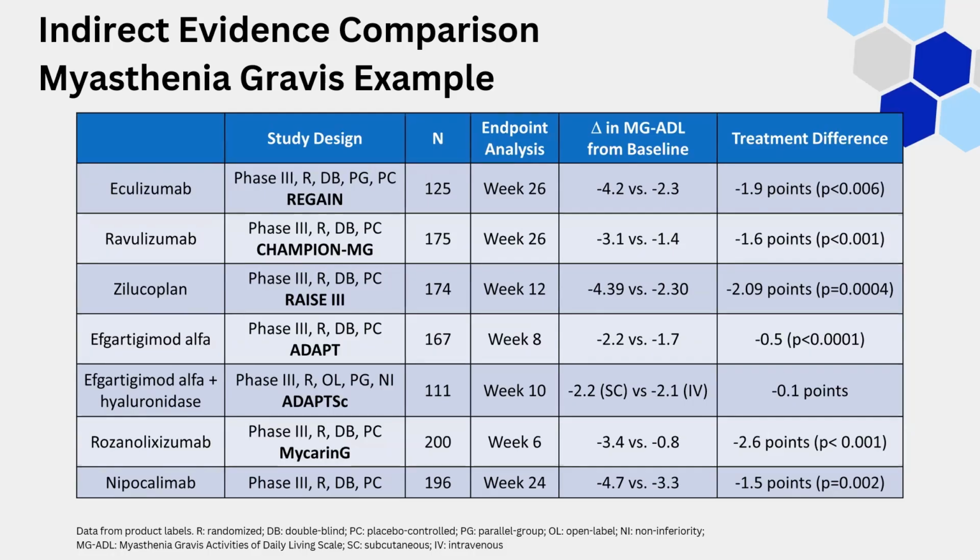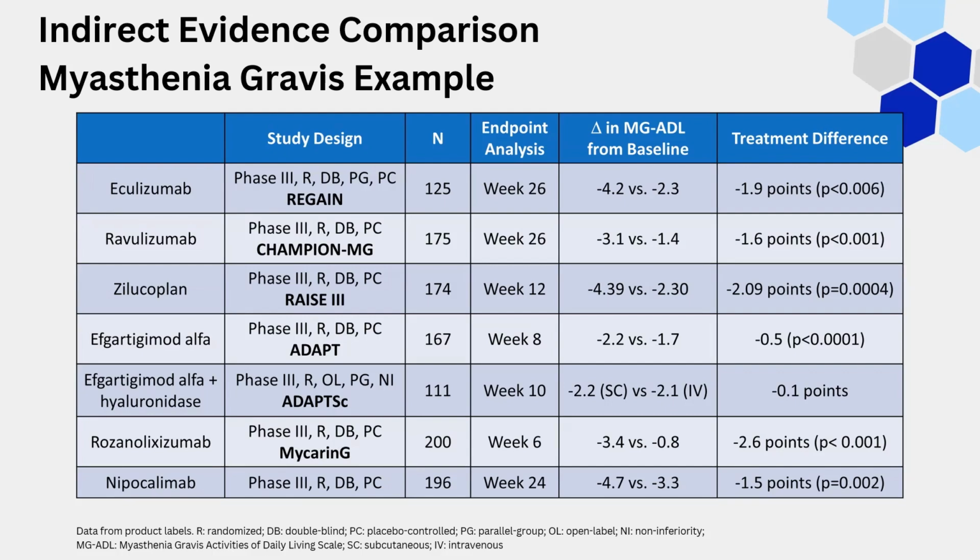Notice how they all have a change in MG-ADL, which is the myasthenia gravis activities of daily living scale, from baseline. So for example, for eculizumab, at week 26, they evaluated the change from baseline in MG-ADL, and it was a change of 4.2 for the drug versus 2.3 for placebo, a treatment difference of 1.9. And as you go down for each of these studies, Champion, RAISE, ADAPT SC, the sub-Q version, MyCaren G, and so forth, you're able to evaluate that same endpoint compared to placebo.